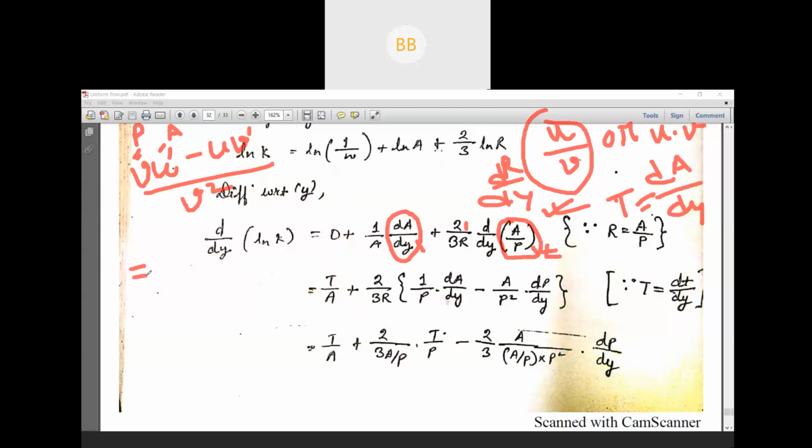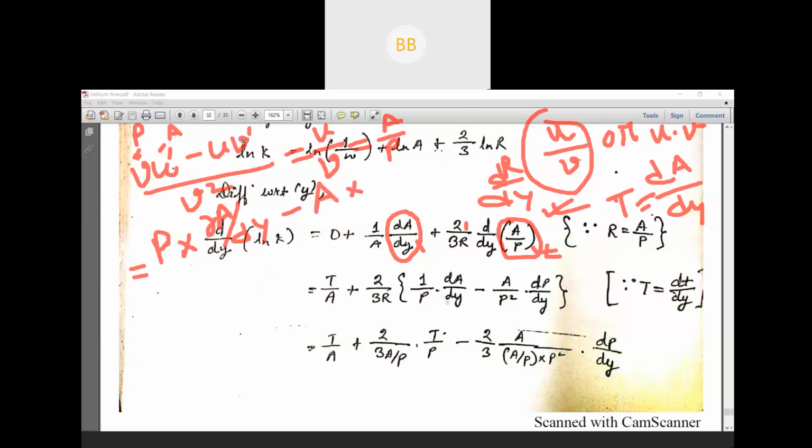If you solve this, let me solve it for you. This is nothing but u by v, and in our case u by v is nothing but area by perimeter. So v is your perimeter, u is your area. So v, the perimeter, is multiplied by the derivative of u. U is area, so it will be dA by dy. Then minus, then it will be area.